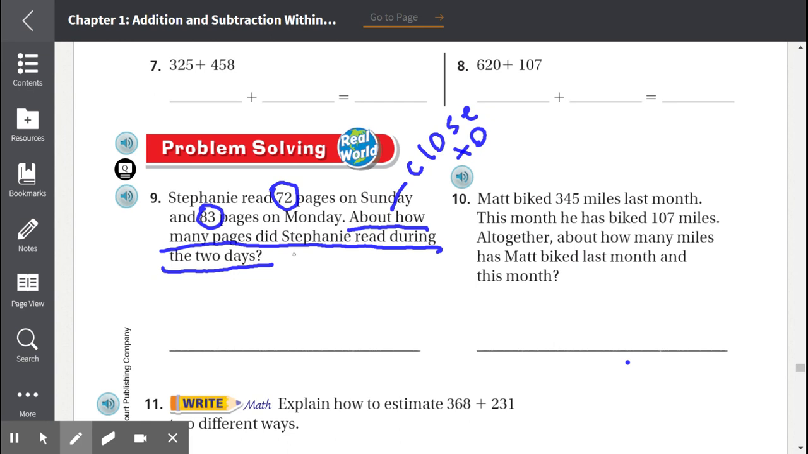So we have 72 on the first day. Now we're going to round that 72 to the nearest 10. 72 is between 70 and 80, but it's closer to 70. Now 83. 83 is between 80 and 90, but it's closer to 80. Now, when we add 70 plus 80, we get 0 plus 0 equals 0, 7 plus 8 equals 15. So, about how many pages did Stephanie read during the 2 days? She read about 150 pages.